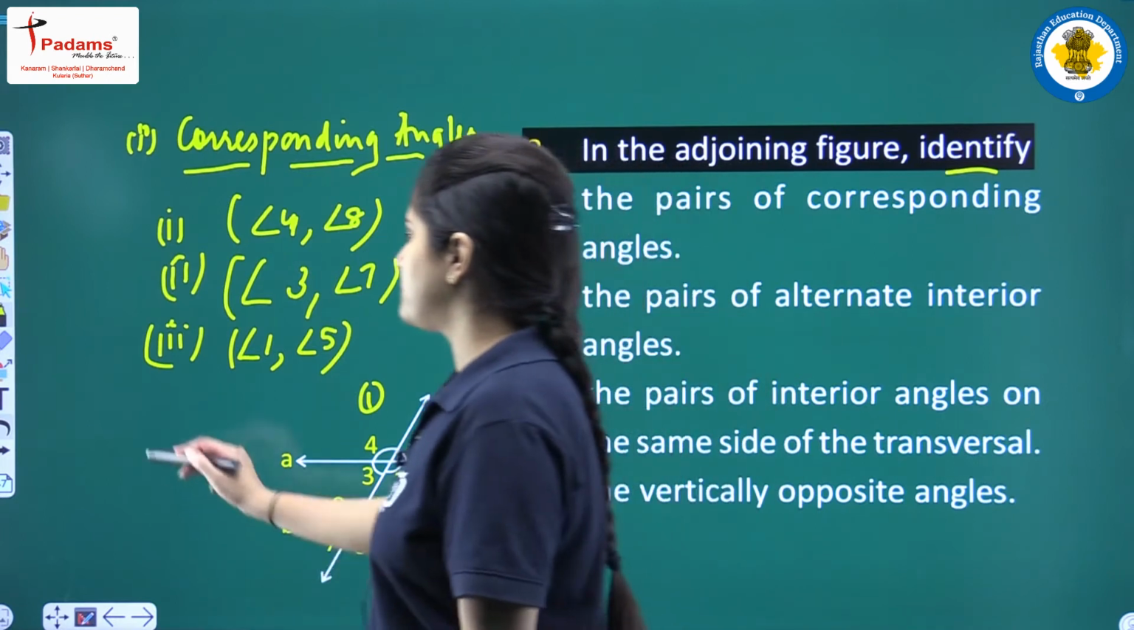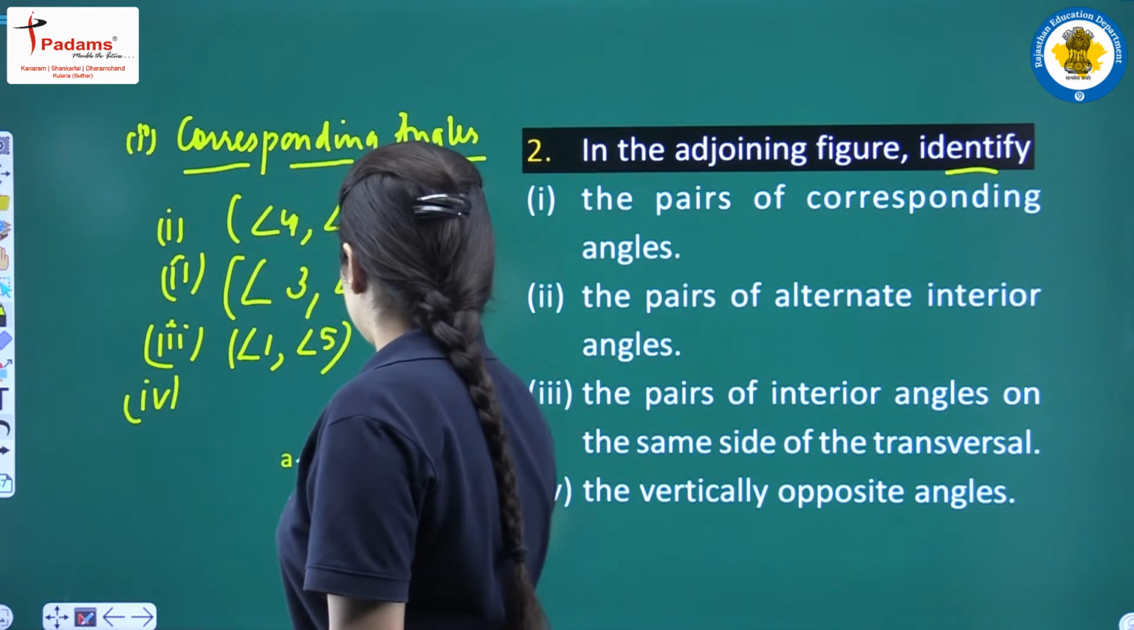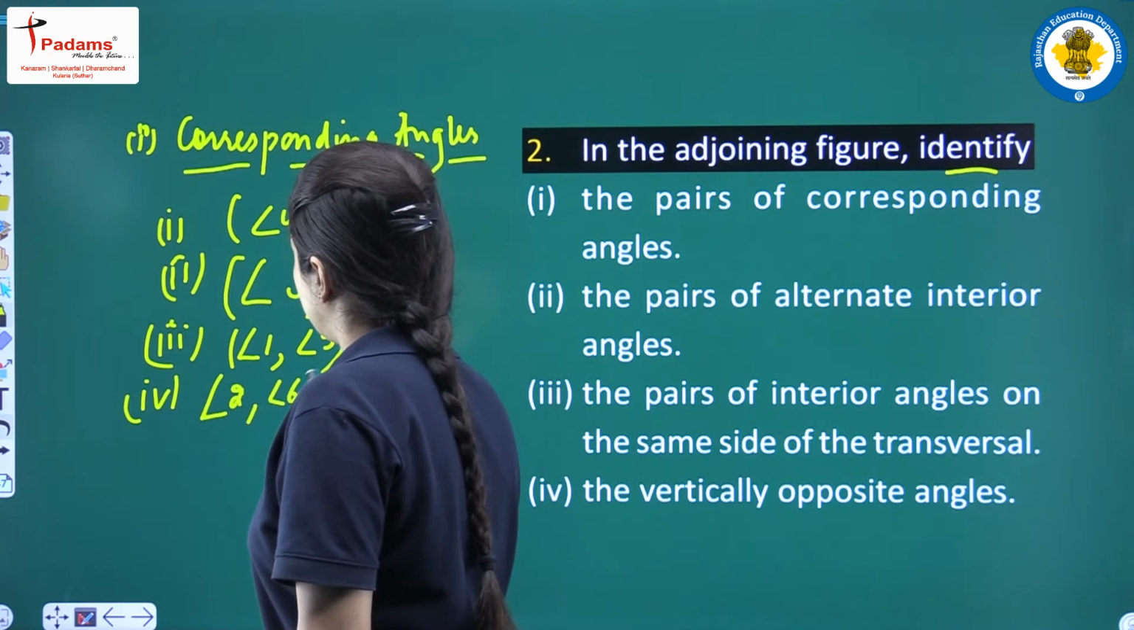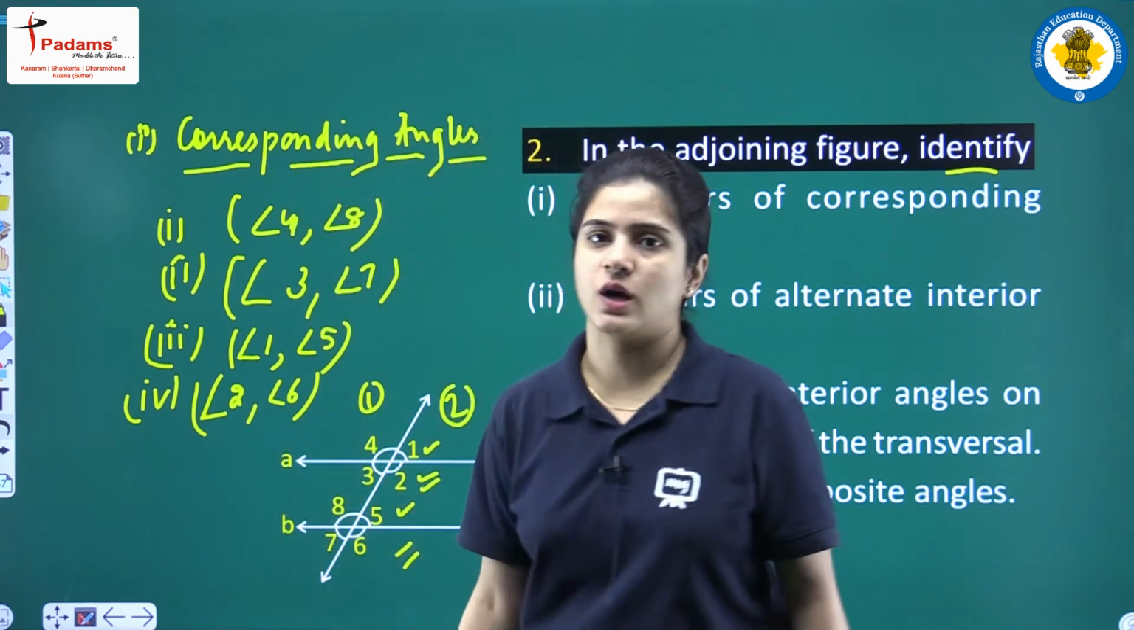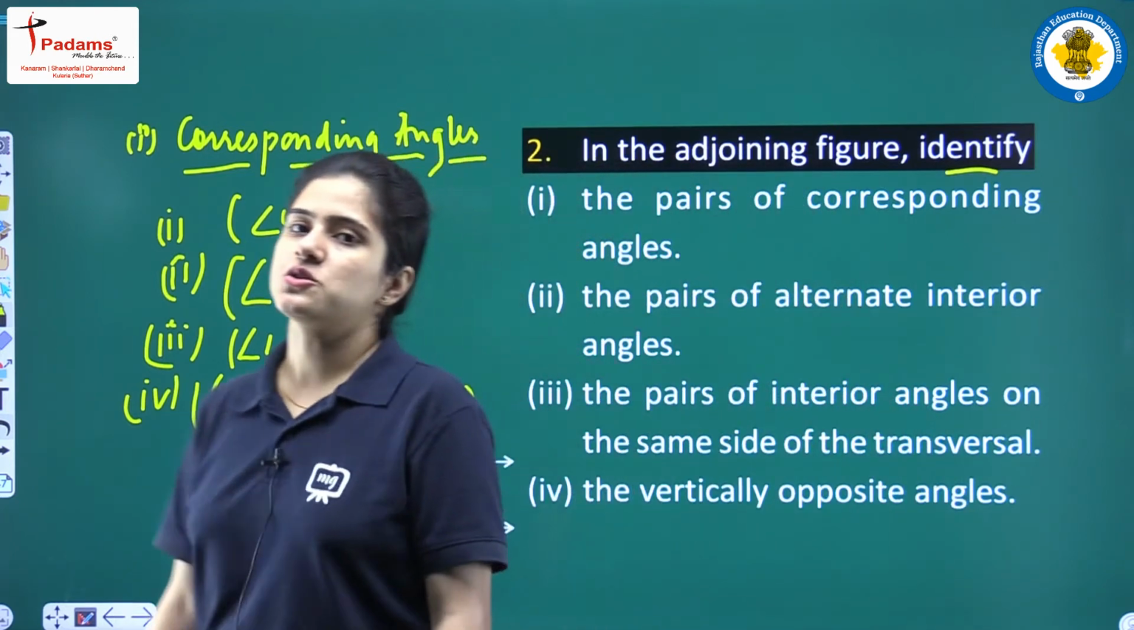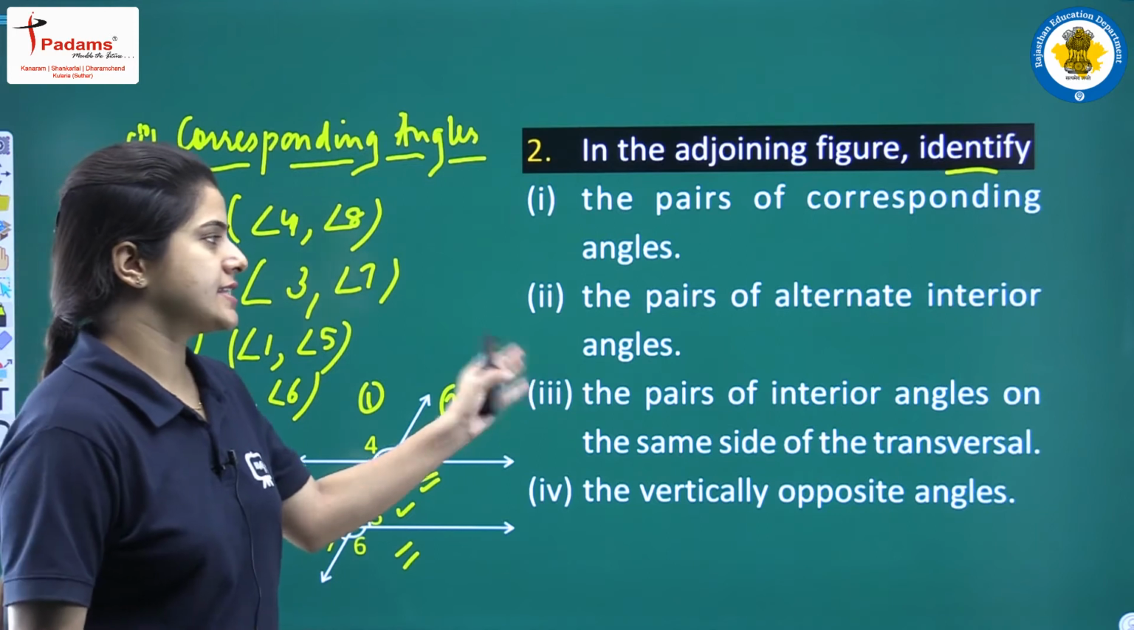Okay students, so the fourth pair is angle 2 and angle 6. So these are the four pairs of corresponding angles that are asked from you. Okay students, now we will be looking at the second question.